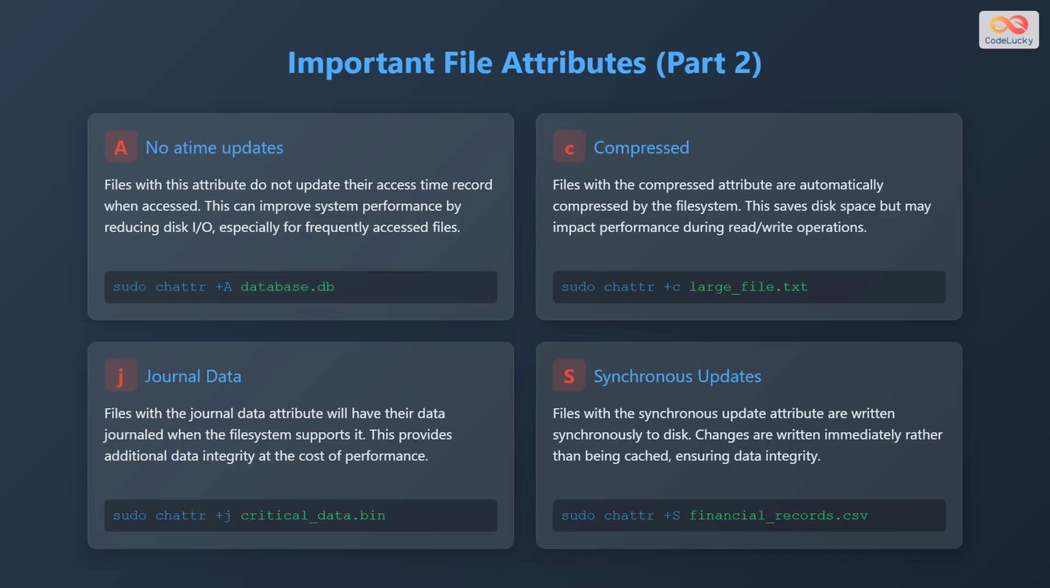Finally, we have the S attribute, which stands for synchronous updates. Files with the synchronous update attribute are written synchronously to disk. Changes are written immediately rather than being cached, ensuring data integrity. For example, to set the synchronous update attribute on a file named financial_records.csv, use the command sudo chattr +S financial_records.csv.